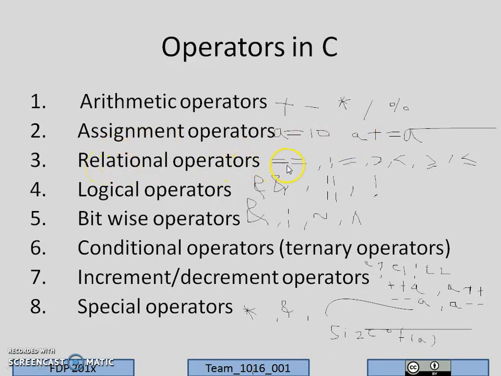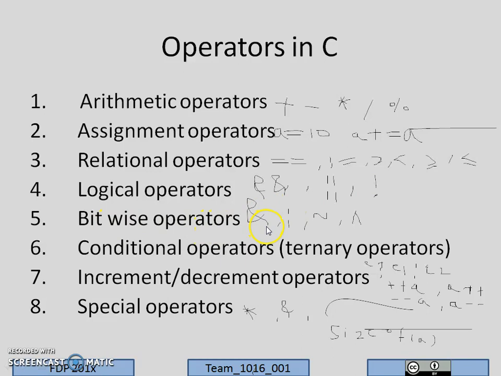Relational operators: double equals to, not equals to, greater than, less than, greater than equals to, and less than equals to come for comparison. Logical operators are indicated with double ampersand for AND, double pipeline for OR, and exclamation mark for NOT. Its logic works like this: if any condition is false, then the answer is false. If any condition is true, then the answer is true, and NOT gives the complement of the expression.